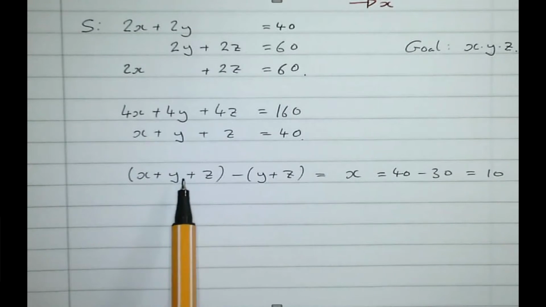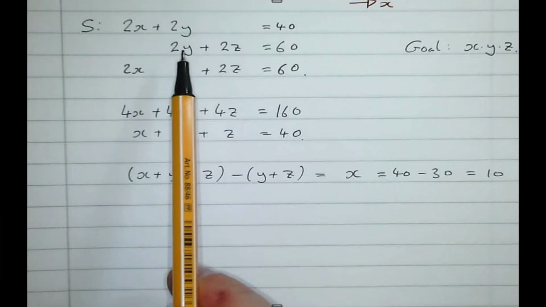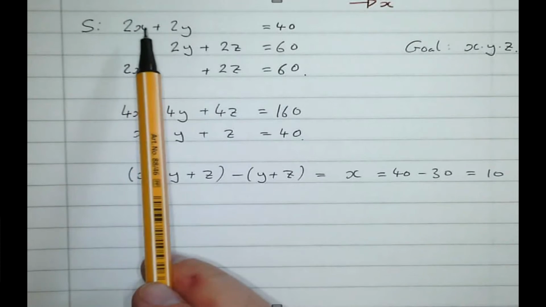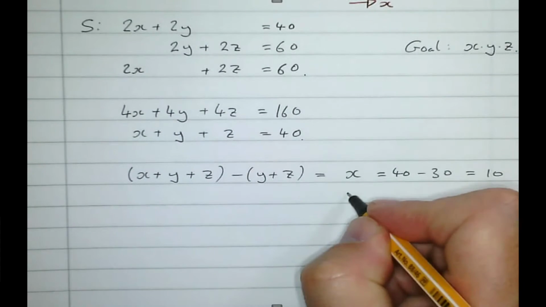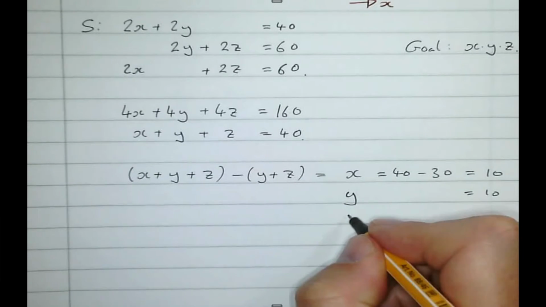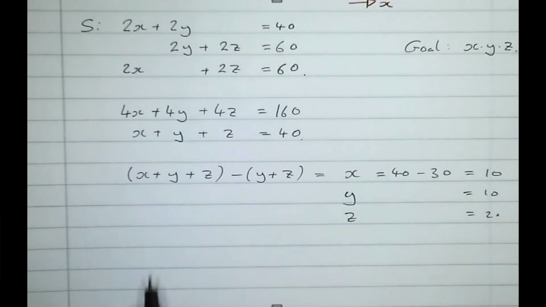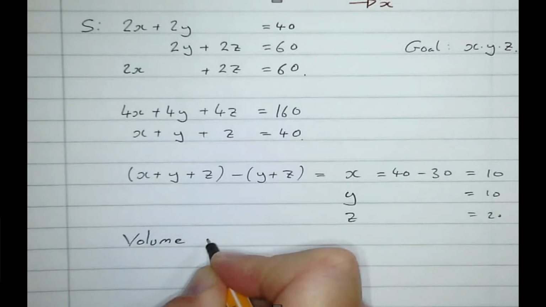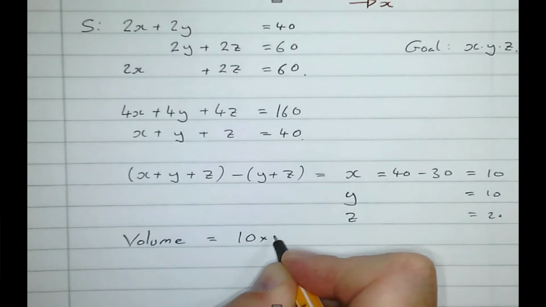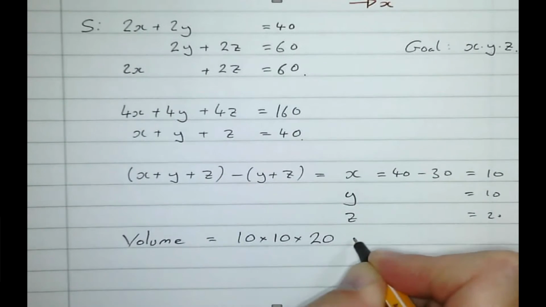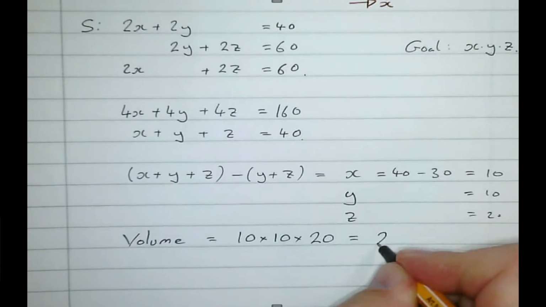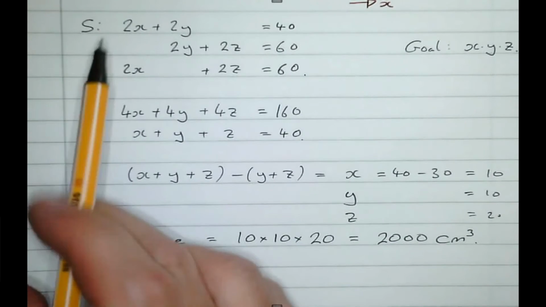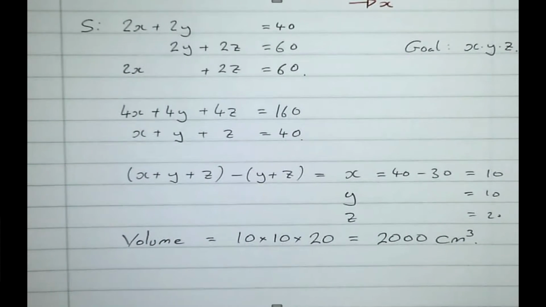And we can do exactly the same thing. We can subtract off the z and the x to get the y, and we can subtract off the x and the y to get the z. And you don't need me to go through all these details. Y is 10 and z is 20, so the volume is 10 times 10 times 20, and that is 2,000 centimetres cubed. Okay, so Socrates' package has a volume of 2,000 centimetres cubed.